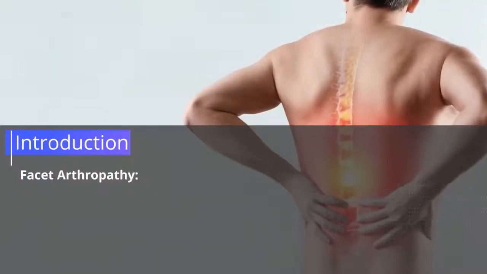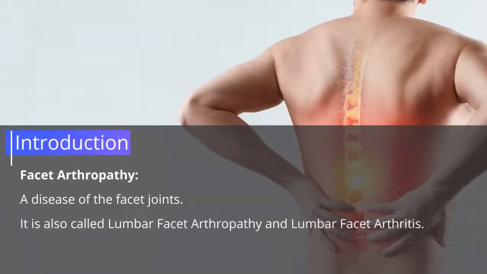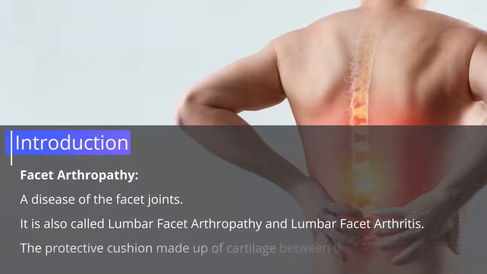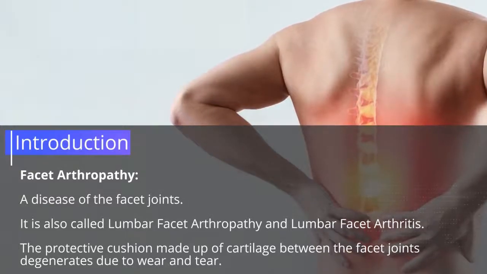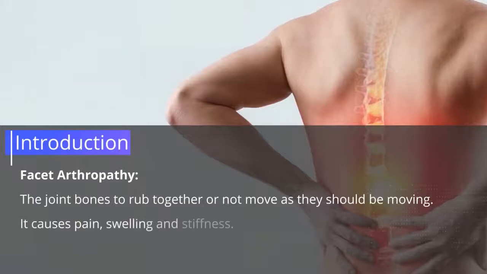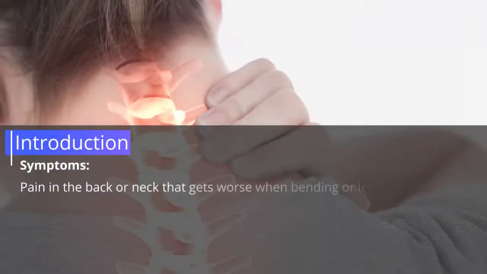Facet arthropathy, on the other hand, refers to a disease of the facet joints. It is also called lumbar facet arthropathy and lumbar facet arthritis. In this, the protective cushion made up of cartilage between the facet joints degenerates due to wear and tear, resulting in the joint bones rubbing together or not moving as they should, causing pain, swelling and stiffness. The symptoms include pain in the back or neck that gets worse when bending or leaning backwards.